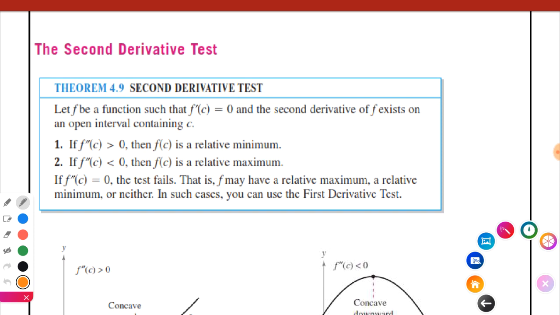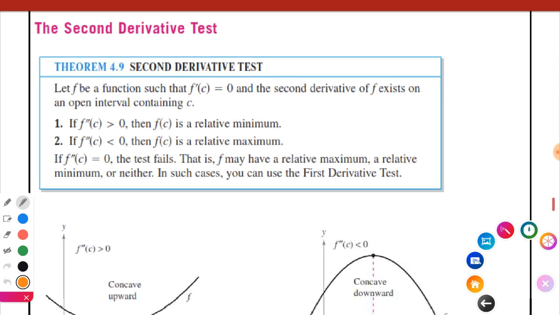Here, I'd like to talk about this one. Okay. Here, the second derivative test. Let f be a function such that the first derivative at c equals 0. It means c is the critical number, and the second derivative of f exists on an open interval containing c.